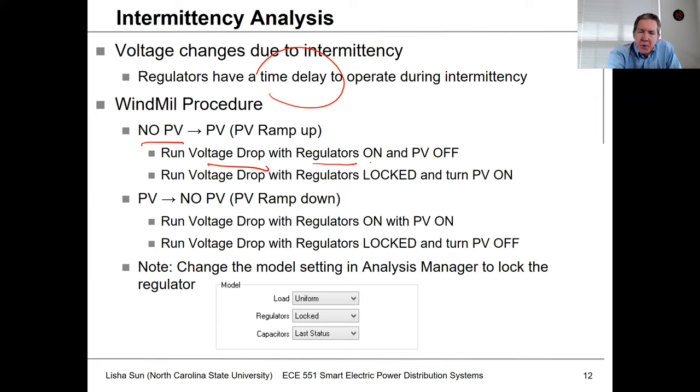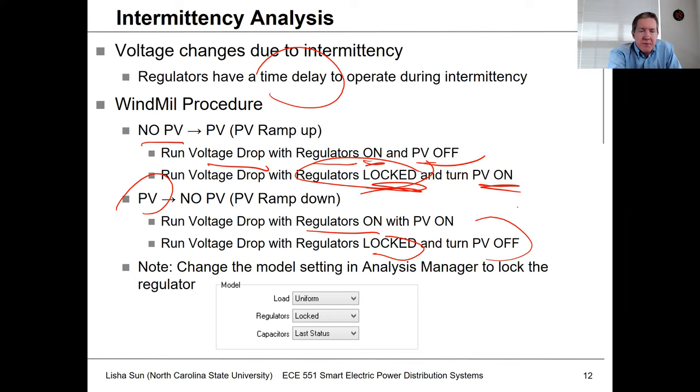Then we run a second case based on the first case. We would turn the PV on, lock the regulators, and rerun the voltage drop study. What this will show us is the difference in the voltages, given that this regulator can't react. If you wanted to look at a downward ramp, then we'd run the study with the PV on and the regulators working, and then lock the regulators. In other words, we turn the PV off, and we would see what's going to happen when we get a very fast drop in the output.